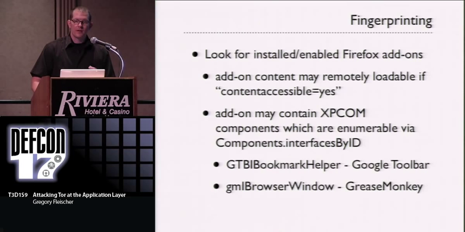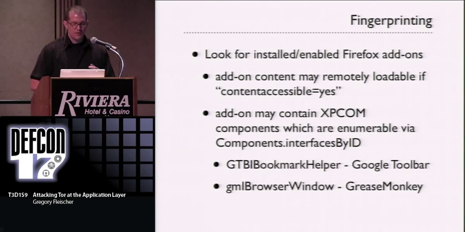In the old days, in like Firefox 2, components expose themselves via chrome. Chrome content could be very easily retrieved. Some extensions still choose to do this by setting content accessible equals yes in their manifest files. So we could pull information from resources in chrome. Now, Tor button blocks this, so I had to come up with a different approach, and that's to look at components that expose their own XPCOM interfaces. Like Google Toolbar, for example, exposes this GTBIBookmarkHelper, and Greasemonkey exposes GIBrowserWindow. By testing for these, we can say, oh, you have this specific extension or add-on installed.